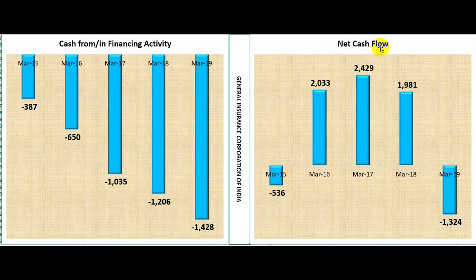Finally, we look at the net cash flow after taking all these three activities: operating, investing and financing. What is the net cash inflow or outflow in 2019? So the company had to pay out an additional 1,324 crores, or additional 1,324 crores went out of the company's books or balance sheet. So we generally want some kind of net cash flow coming into the business, or being positive at least.